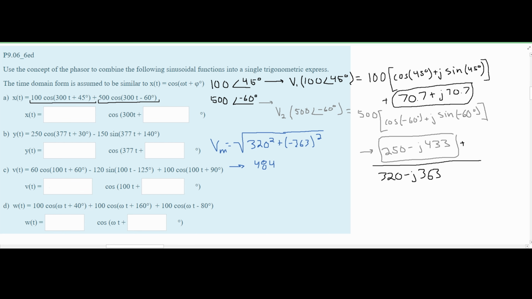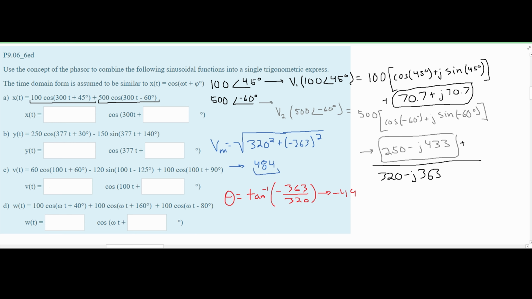And now we can solve for our phase angle. Our theta is equal to the inverse tangent. Inside of here we are going to have what we are looking at. We want to convert this part, so we will have our negative 363 divided by the next part, which is 320. Making sure this is in degrees because our output is going to be in degrees, this will give us approximately negative 49.